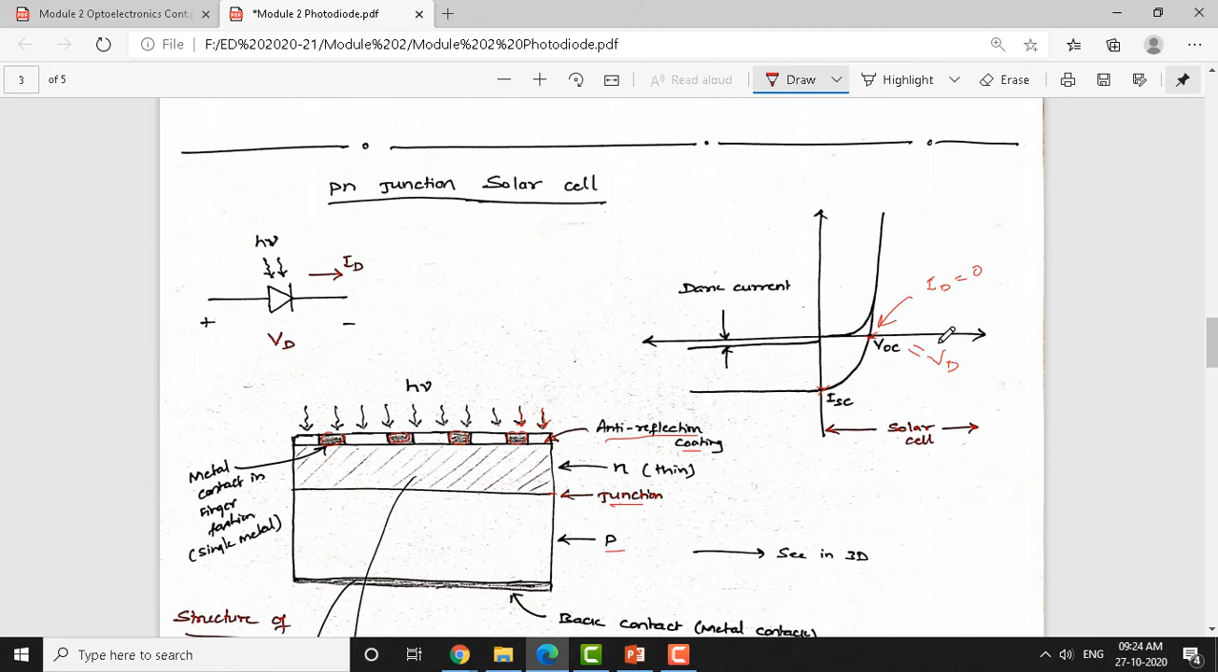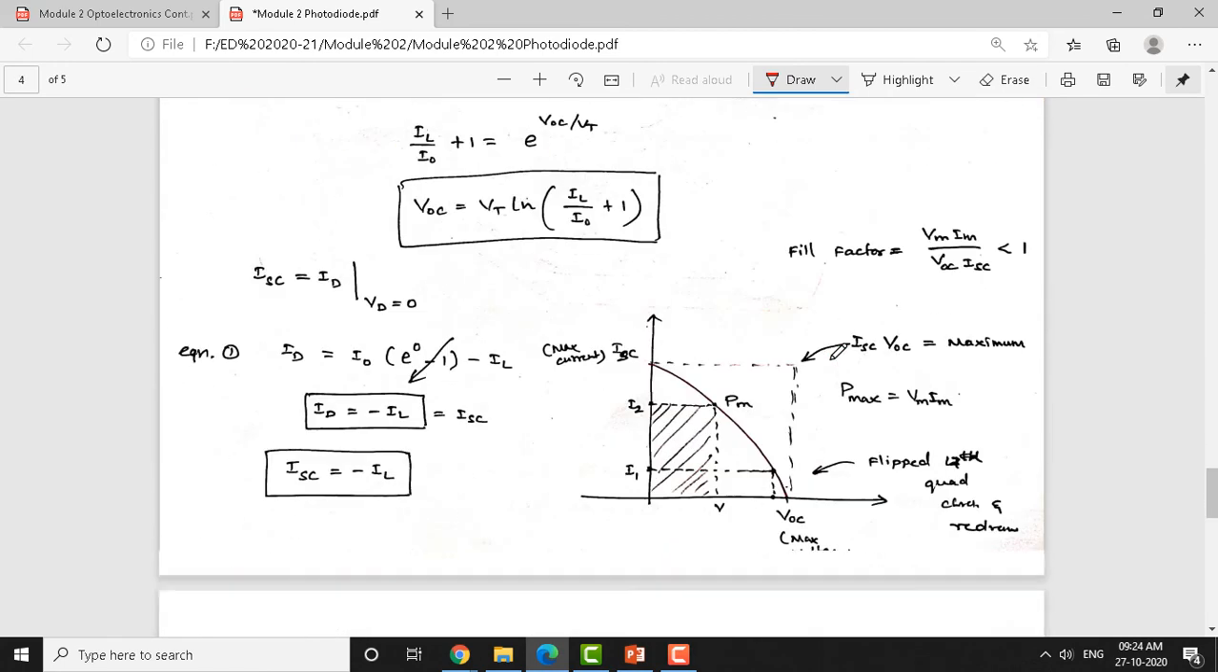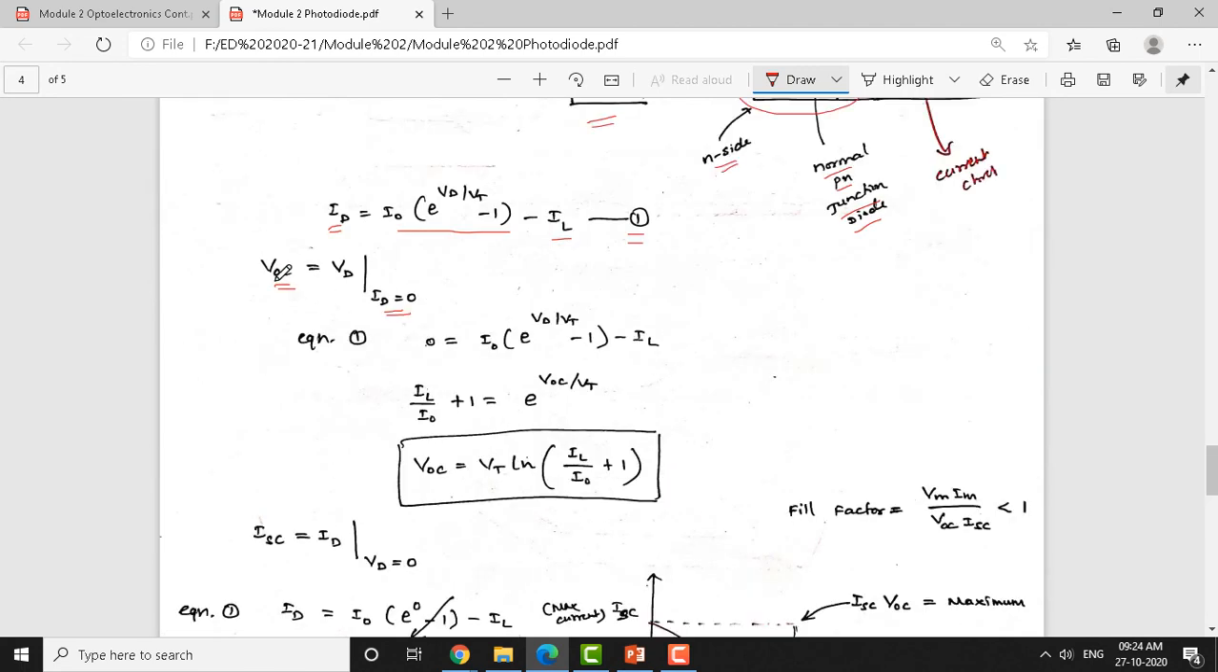So, when the current is equal to 0, VOC is nothing but equal to Vd only, the diode voltage. So, in this equation, VOC is equal to Vd under the condition that the current is equal to 0. Now, substitute VOC in place of Vd and make the current 0. On simplification, you can transfer IL to the left hand side: IL divided by I naught, plus 1, is equal to e to the power of VOC by Vt. We want VOC here, so VOC, the open circuit voltage, is nothing but Vt ln of IL by I naught plus 1. This is called the open circuit voltage.